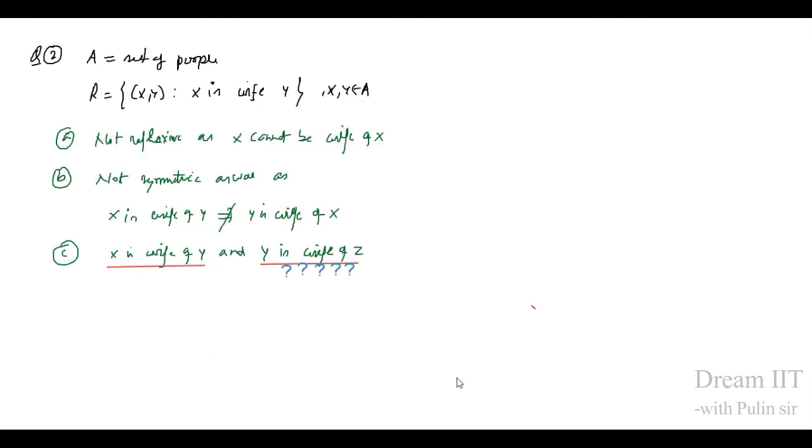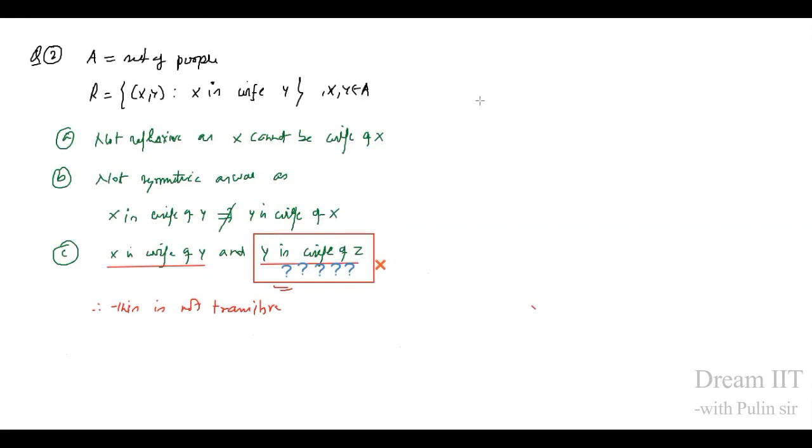Is this anywhere possible? In normal sense, is this possible? This can never be possible in the normal sense, right? This is not at all possible. So this ordered pair will never come anywhere in the world. This ordered pair will never exist. Therefore, right, we cannot say about X is wife of Z, right? So I can say this is not transitive, right? It cannot exist anymore, so it is not transitive, right?